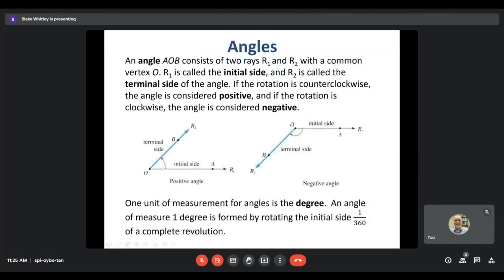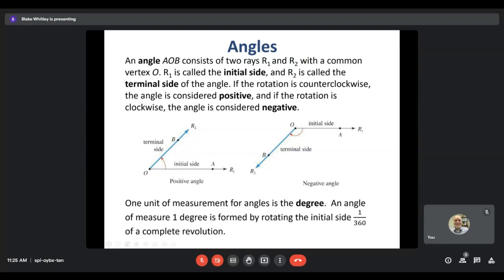Okay, so the first thing we're going to look at here is what we call an angle. Okay, so we need to define what an angle is. So an angle is going to always consist of two rays that meet at a single point, which we call the vertex. So in this angle that's given here, AOB, O is your vertex, and then you have ray OB and ray OA that form this angle.